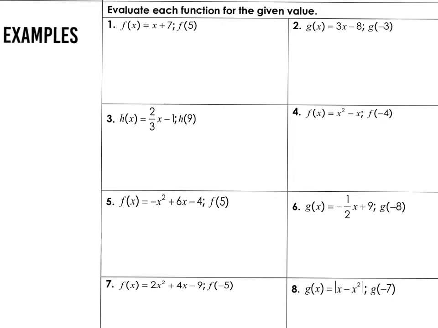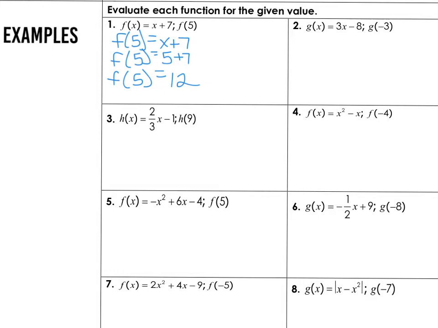So number 1 says f of x equals x plus 7, find f of 5. So I'm going to plug in my f of 5, and now I'm going to substitute or replace my x with the 5. And when I add those together, I get 12. So f of 5 equals 12. Basically, that's saying when x is 5, the equation is equal to 12.